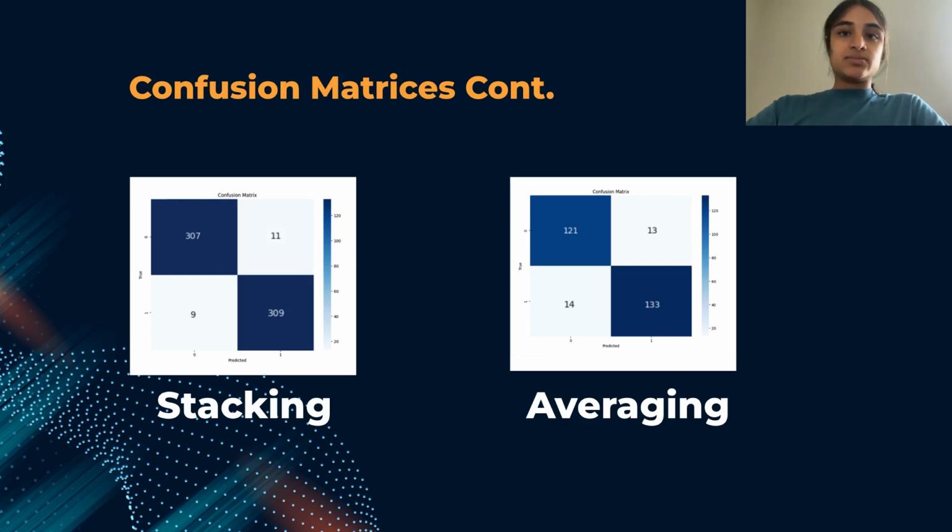Now looking at the ensembles, the averaging ensemble misclassified 13 class 0 and 14 class 1 samples, while the stacking ensemble performed the best with only 11 class 0 and 9 class 1 errors. These reductions show how combining the models improved the classification precision.